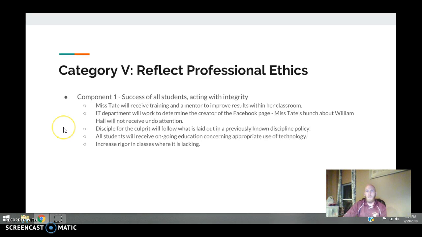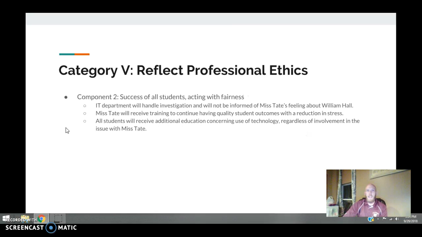Component 3, Success of all students acting in an ethical manner. Seriously, all threats of violence must be addressed in a serious way. We cannot simply turn away. We're educating all students on appropriate use of technology. In classes where rigor may be lacking, having anything but high expectations of students is not doing right by the students. Providing training for Ms. Tate to reduce stress felt by students in her class without reducing its rigor, and also helping Ms. Tate to increase the frequency of positive interactions with students to build relationships with them.